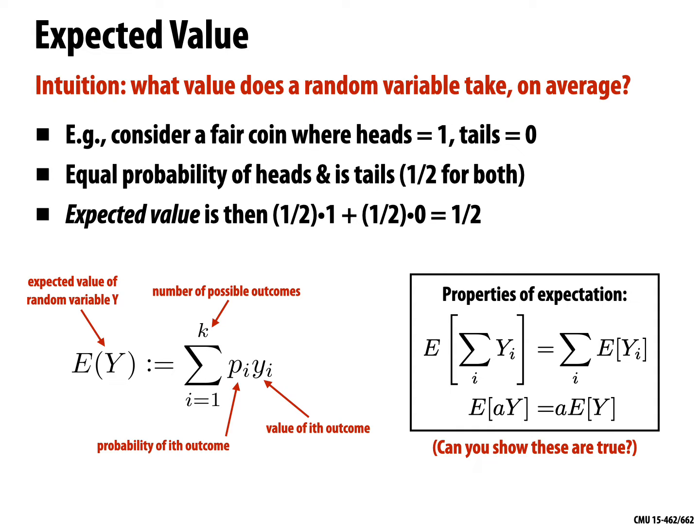Important properties of expectation. One is that it's linear. So if I take the expected value of a sum of random variables, that's the same as the sum of the expected values of those random variables. Also, if I multiply a random variable by a constant a, then the expected value of that new random variable is the same as a times the expected value of the original random variable.